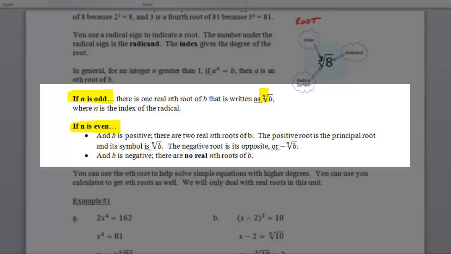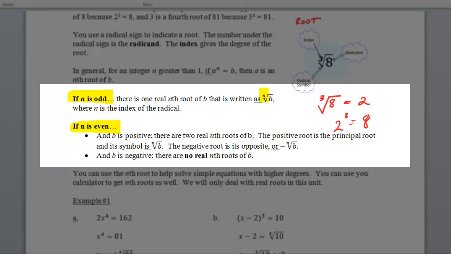if it's an odd number, there's going to only be one root, and it's going to be the positive value, the principal root. So that is pretty straightforward. So you can see if we had the cube root of a number, such as the cube root of 8, we're just going to end up with a positive 2. And if you think about it, the cube root of 8 is going to equal a positive 2 because a positive 2 to the third power equals 8. If we did negative 2 to the third power, it would equal a negative 8. So that would not be what we're looking for.